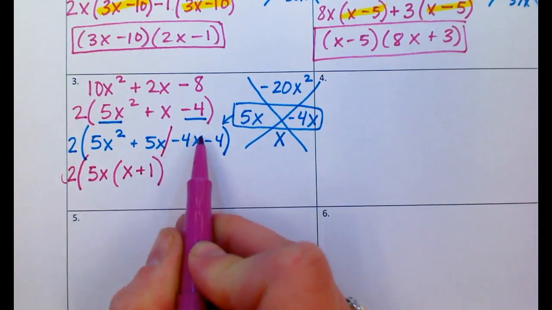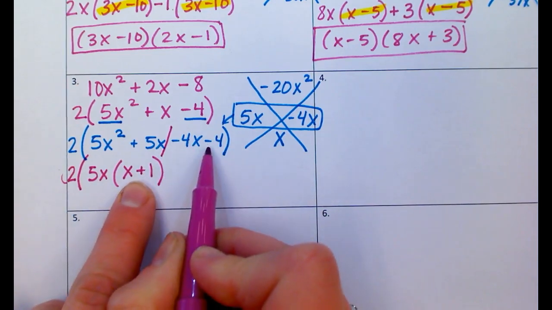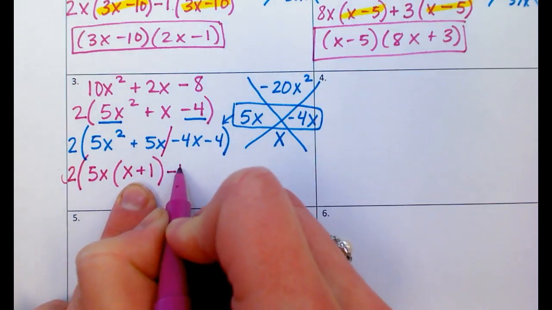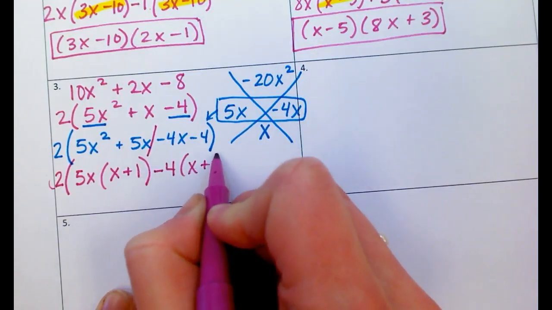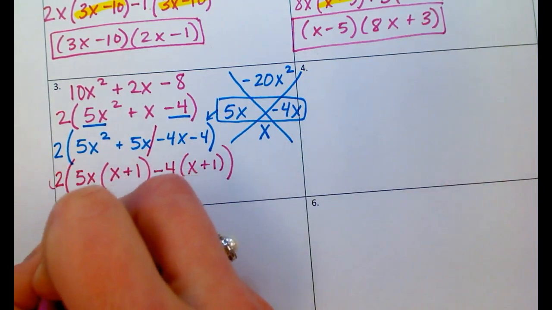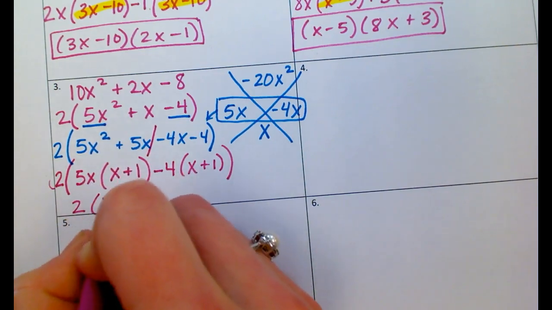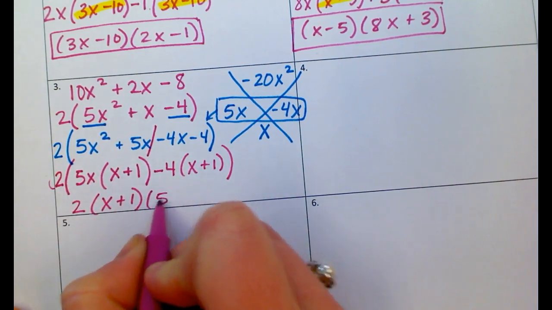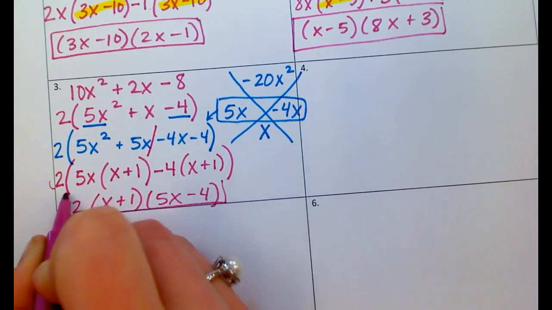Next, looking at negative 4x and negative 4, this leading term is negative, and we need the positives to match up with our sets of parentheses. So I'm going to factor out a negative 4, leaving this one with x plus 1. Last, I'm going to write my factors. 2 as my GCF, x plus 1 factoring out of those two terms being the same, and 5x minus 4 with what's left over. Now I'm completely factored.